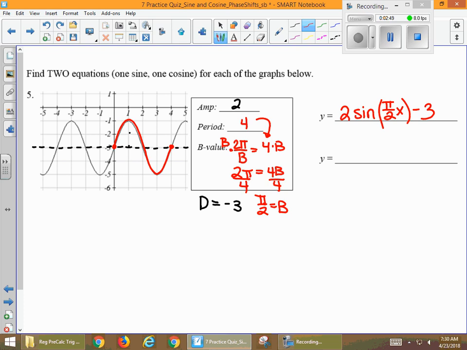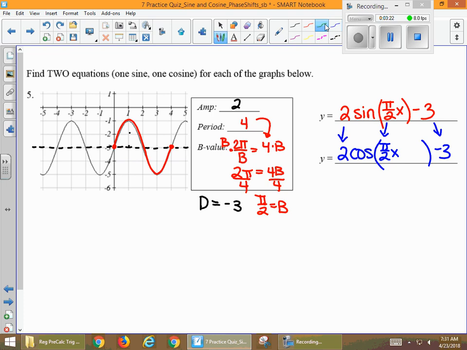Here's the nice thing about this next equation. The only thing that's going to be different is that we're going to have a phase shift. So you can write that next equation. I didn't even look at the graph again. I know the amplitude is the same, I know the period is the same, and I know the vertical displacement is the same. The only extra work here is the phase shift. So let's do that phase shift work.